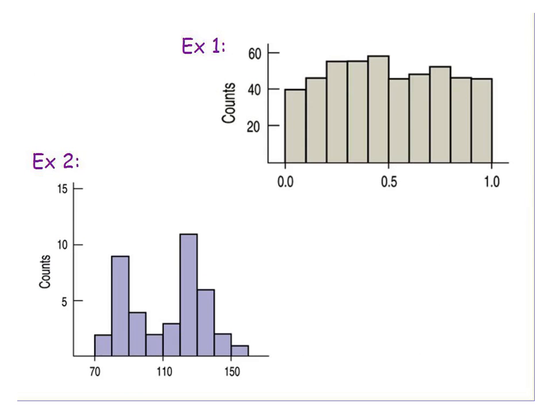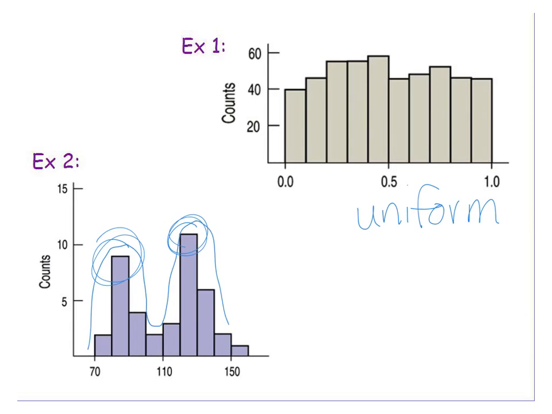So let's take a look at these two graphs. This first one, notice they're not perfect, but a lot of those bars are kind of right around the same amount. There isn't any major dips. This first example, this would be an example of uniform because they're mostly the same. This graph, notice there's two peaks in it. It goes up and comes down and goes up and comes back down. Two peaks, two means bi, so this is bimodal. Simple as that.